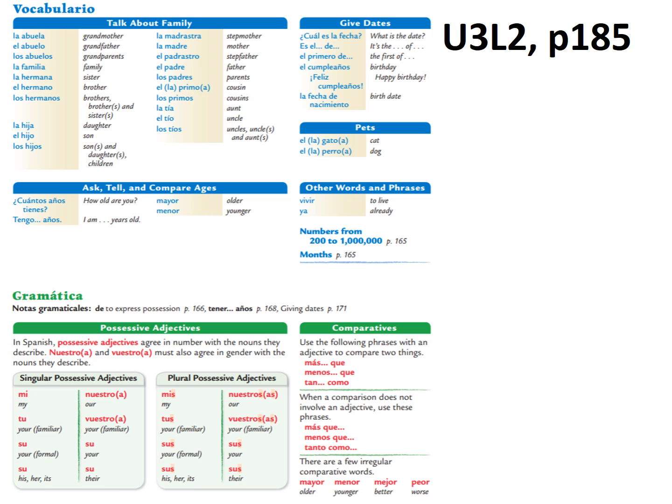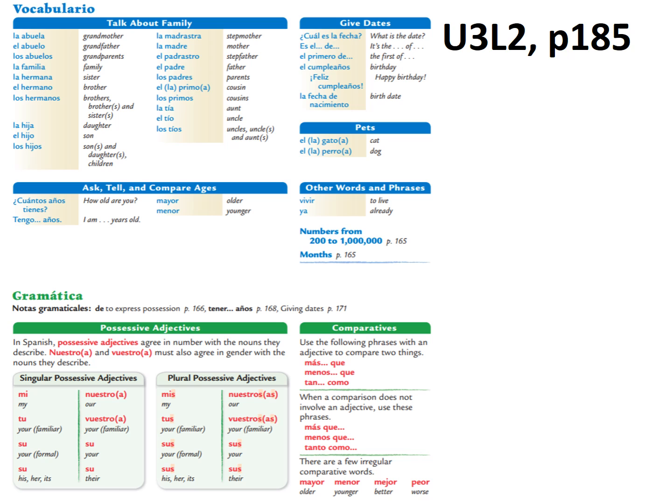Unidad 3, lección 2, en página 185. El vocabulario. Talk about family. La abuela, grandmother. El abuelo, grandfather. Los abuelos, grandparents. La familia, family. La hermana, sister. El hermano, brother.